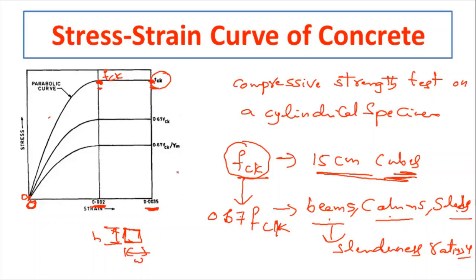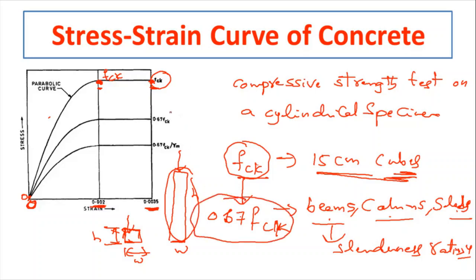Now consider another member like this. This is the height and this is the width. Now apply the same load on both objects, and one fails early. This object fails early because of the slenderness ratio. So because of the higher slenderness ratio of beams, columns and slabs, the compressive strength of concrete is considered as 0.67 FCK in the limit state design.